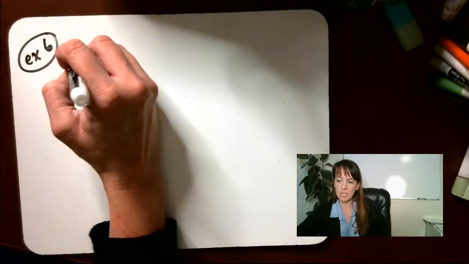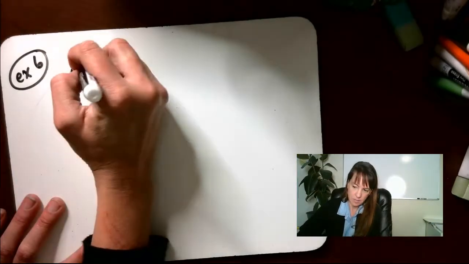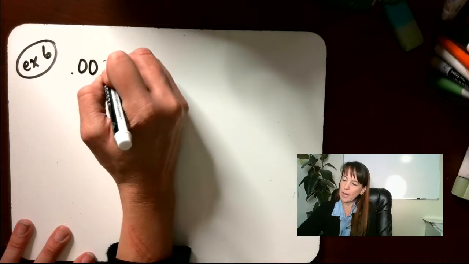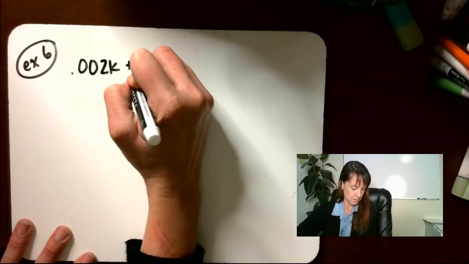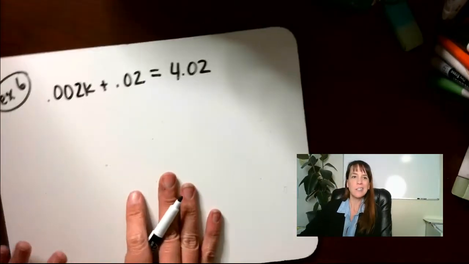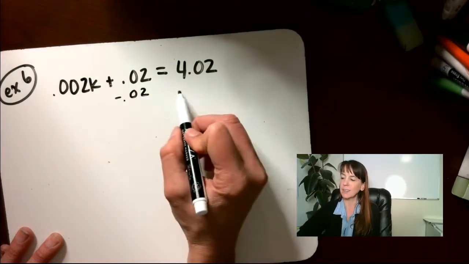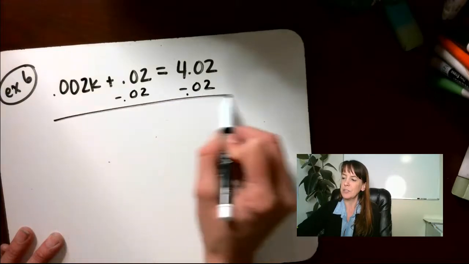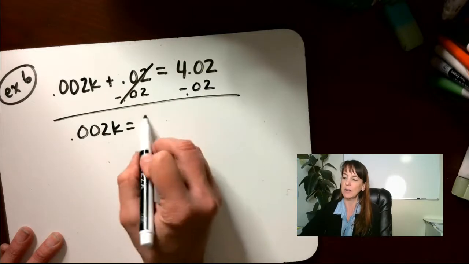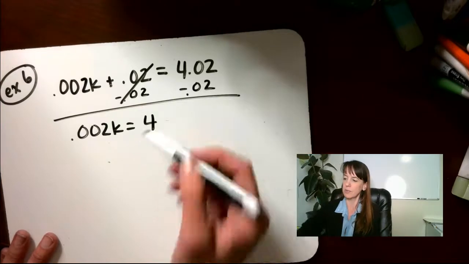All right, next one, 0.02 2k plus 0.02 equals 4.02. Personally, looking at this one, I'm going to just subtract this straight off the bat, right? Because it's the opposite here. That makes our lives a lot easier, because if we do that, this becomes 0.002k equals, these guys cancel out, equals 4, right? Because 0.02 or 2 hundredths minus 2/100 gives us 4, right?